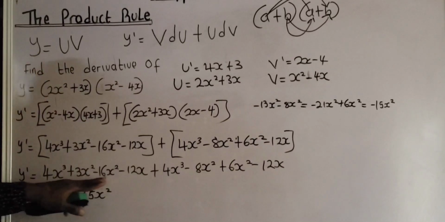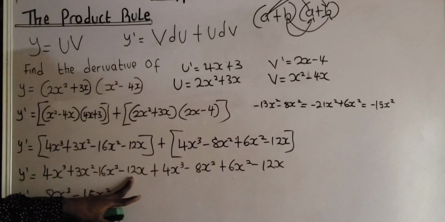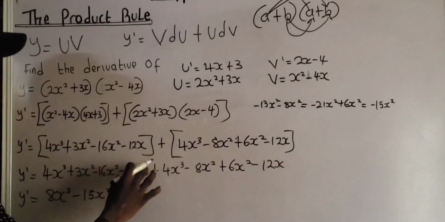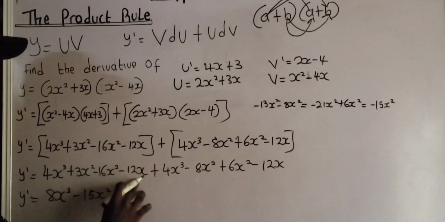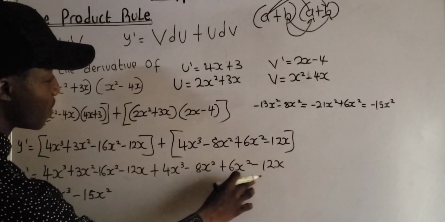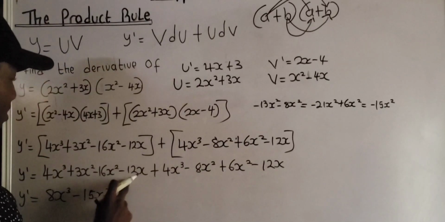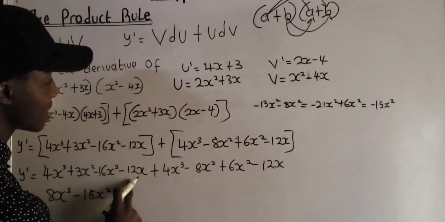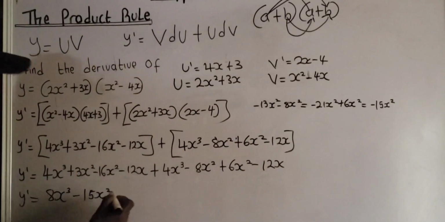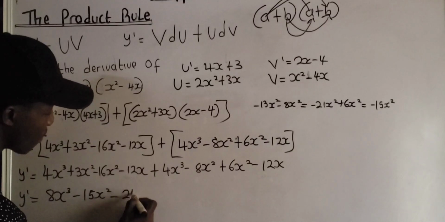Now, let us deal with the third term, which is x raised to the power of 1, that is x. Minus 12x minus 12x. I think we only have this and this. You check. Okay, minus 12x minus 12x. That will give us minus 24x. So this is what? Minus 24x.